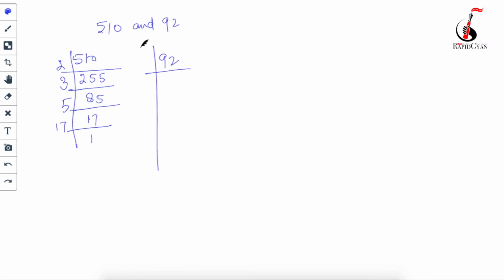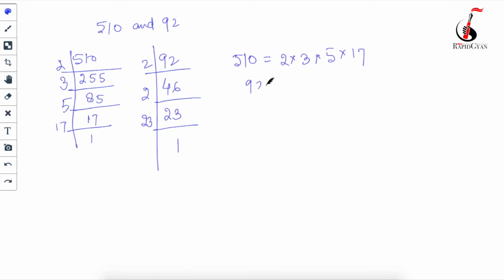For 92, I will divide by 2 first, then it's 46. Then I divide by 2 again and get 23. Then I divide by 23 and I will get 1. Because 23 is a prime number, let's write the factors over here. So 510 I can write as 2 times 3 times 5 times 17, and 92 I can write like this: 2 times 2 times 23.